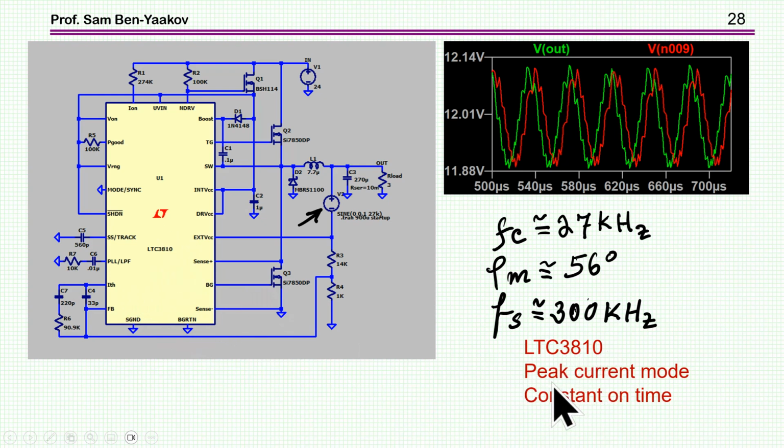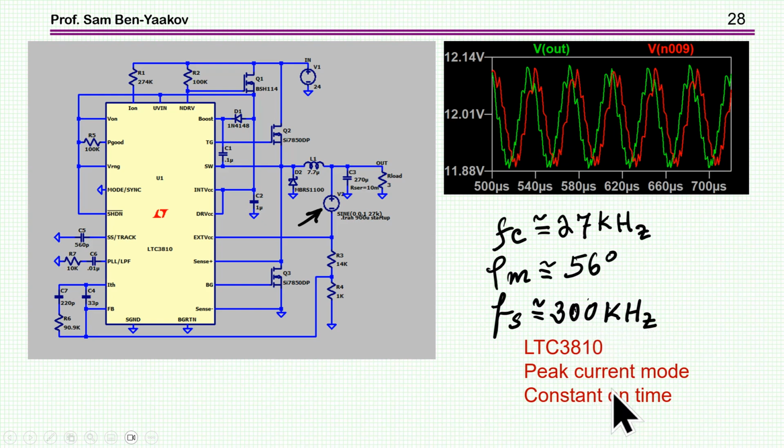Now I am examining another controller, LTC3810. This is a peak current mode with a constant on time. So it's another method. I think it's a newer controller anyhow. And in this case, doing the same Pooh-Boy testing with a network analyzer, I find that the crossover frequency is 27 and the phase margin is 56. And the switching frequency is about 30 kilohertz now.